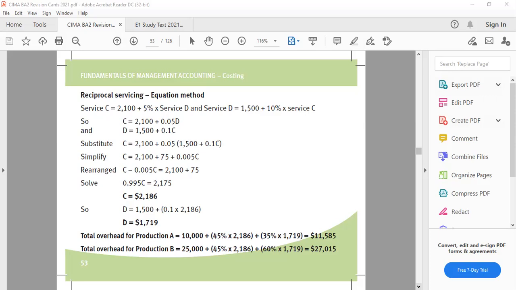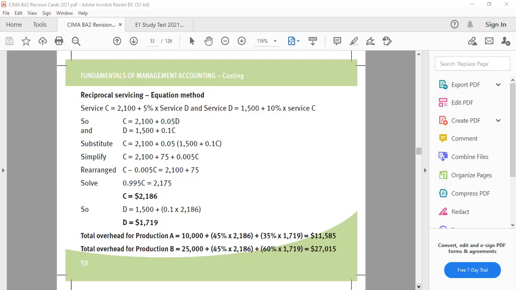Now, instead of doing it in the repeated distribution method, we can frame the simultaneous equations. So the simultaneous equations method, what does it talk about? It talks about service department C charging a portion of their cost to D, and in return receiving a portion of service department D's cost. So we frame equations. So C is equal to, because the departments are already mentioned. So let's frame the equation.